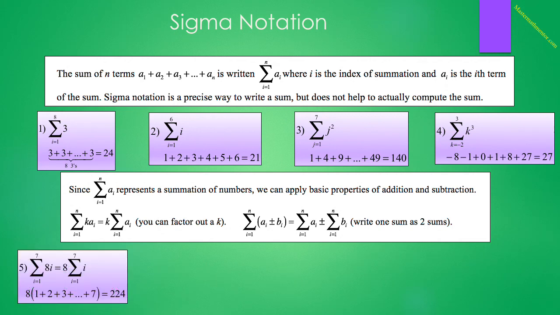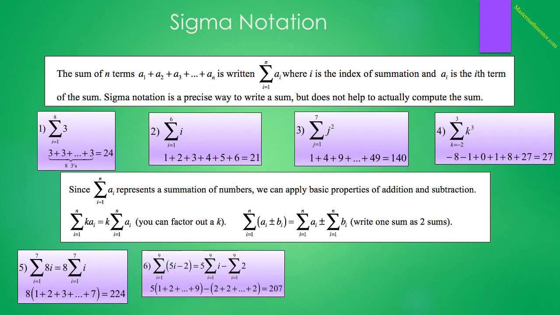So number 5 reads summation i equals 1 to 7 of 8i, and that can be written as 8 sigma i equals 1 to 7 of i, and that will be 8 times the quantity 1 plus 2 plus 3 plus ... plus 7, and that gives 224.